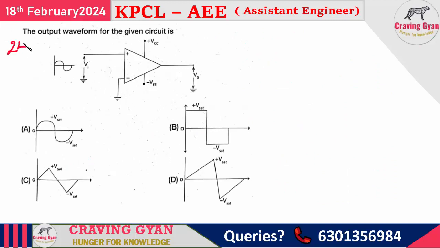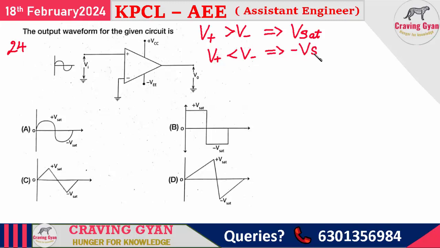24th question, what they have given is the output waveform of the given circuit. Now this question is something like a comparator. We are not having any feedback. Now the inverting terminal is connected to ground potential and the non-inverting terminal is connected to a sinusoidal waveform. Now when you are going to get plus V saturation and when you are going to get minus V saturation: when the V plus terminal potential is greater than V minus, then what is the output voltage we are going to get? V saturation or plus VCC. When V plus is less than V minus, then we are going to get a minus VSAT. Suppose when V plus equals V minus, at that time you are going to get output as zero.